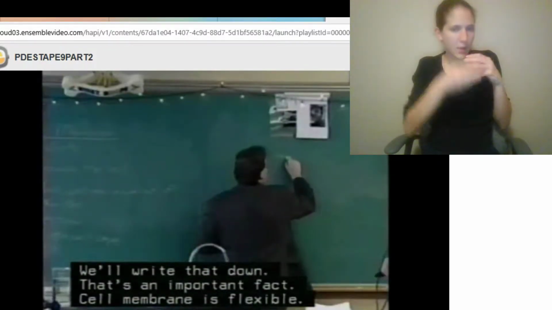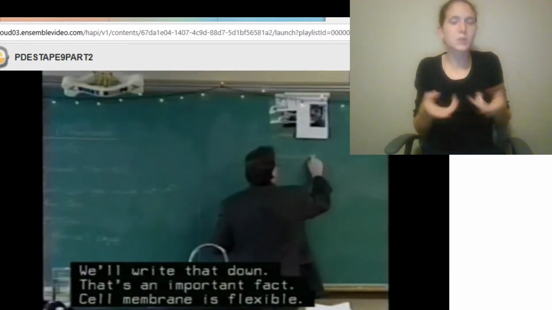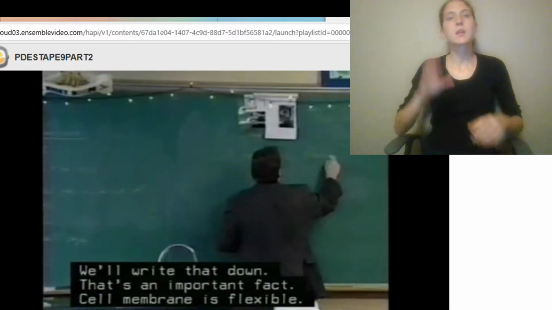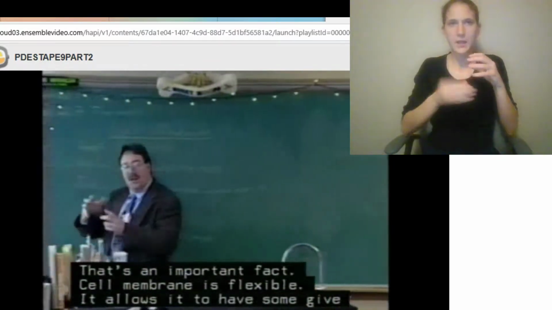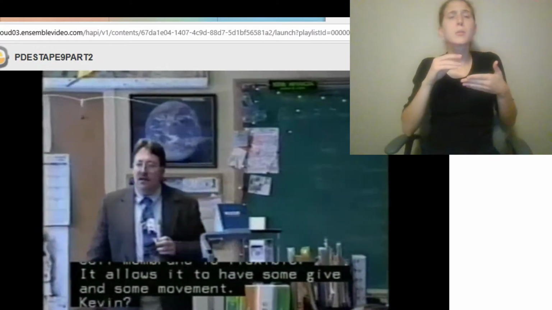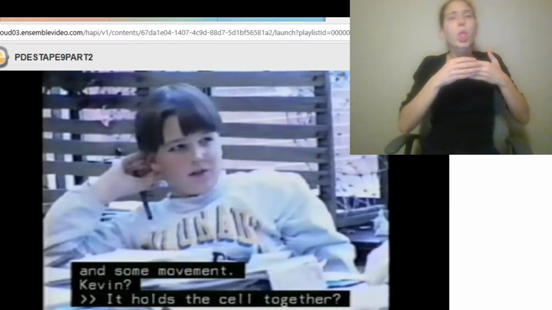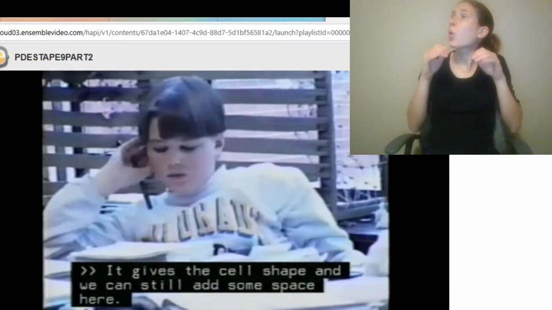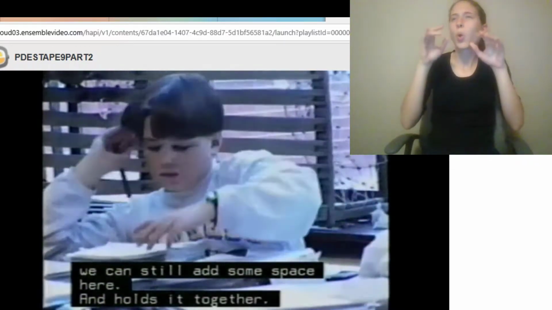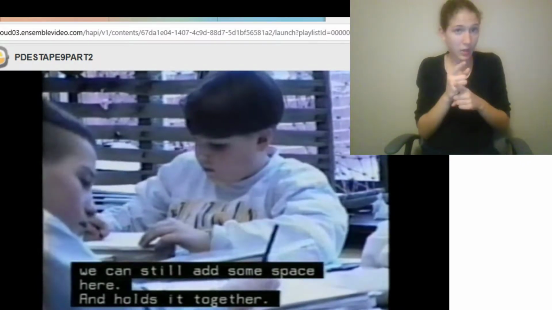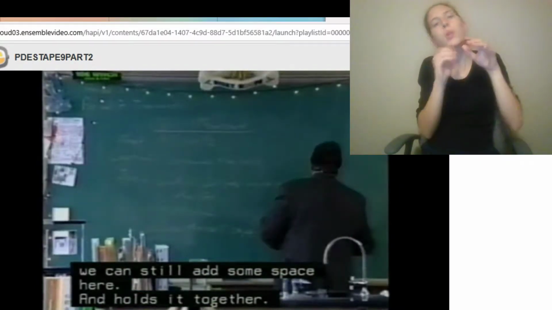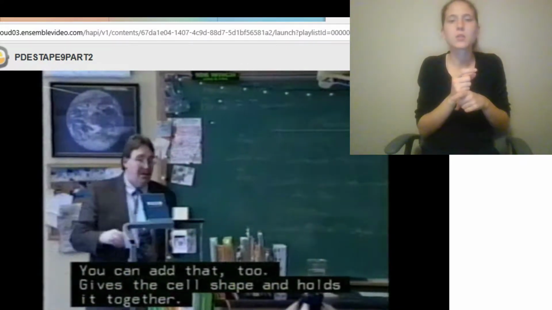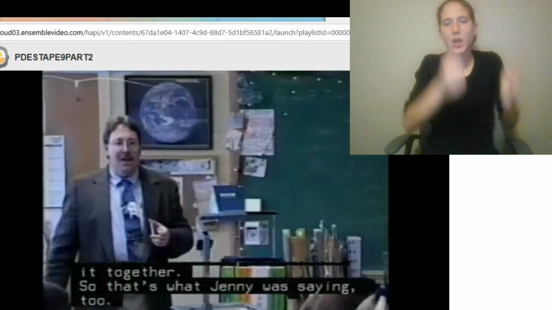Cell membrane is flexible. It allows it to have some give and some movement. Kevin? Okay, it gives the cell shape, and we can still add some space here, and holds it together. You can add that to gives the cell shape and holds it together. That's what Jenny was saying too.